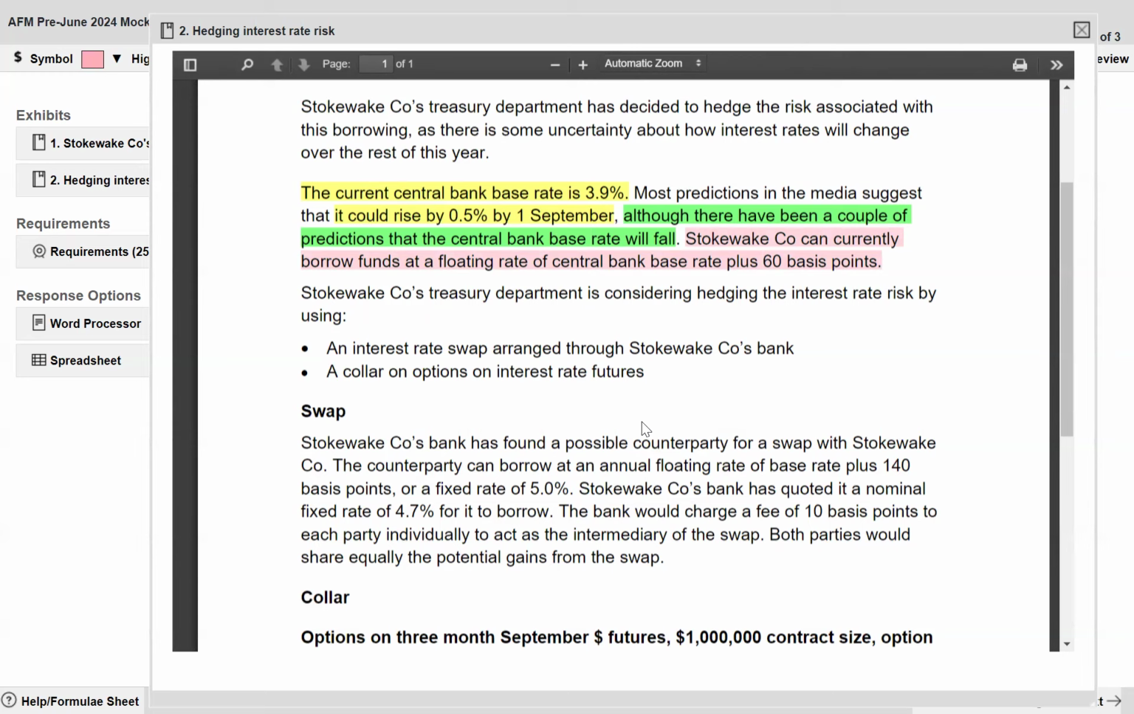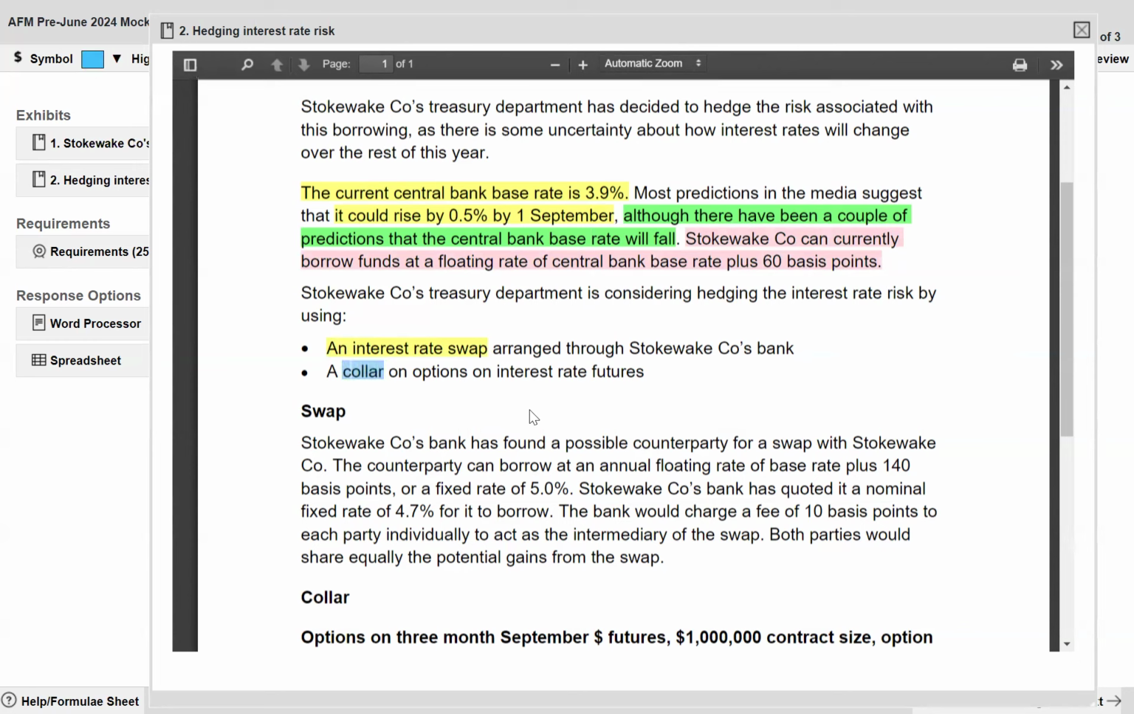Now, Stockwise Treasury Department is considering hedging interest rate risk by using an interest rate swap. This is one of the hedging methods, through the Stockwise core bank. Then also we have a collar on options on interest rate futures. Just call it a collar, an interest rate collar.